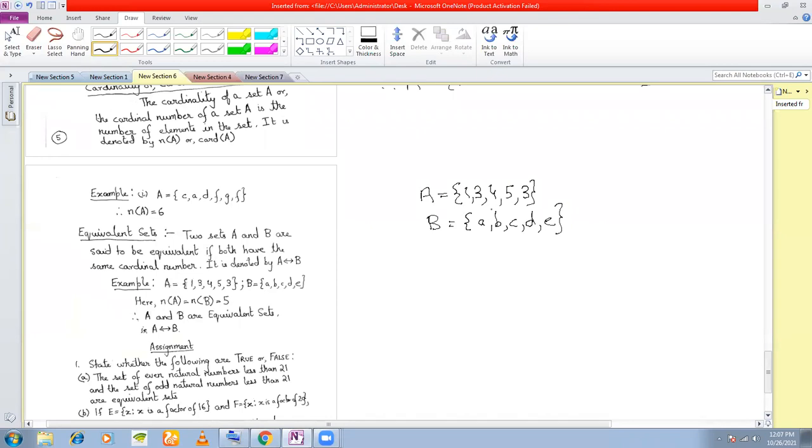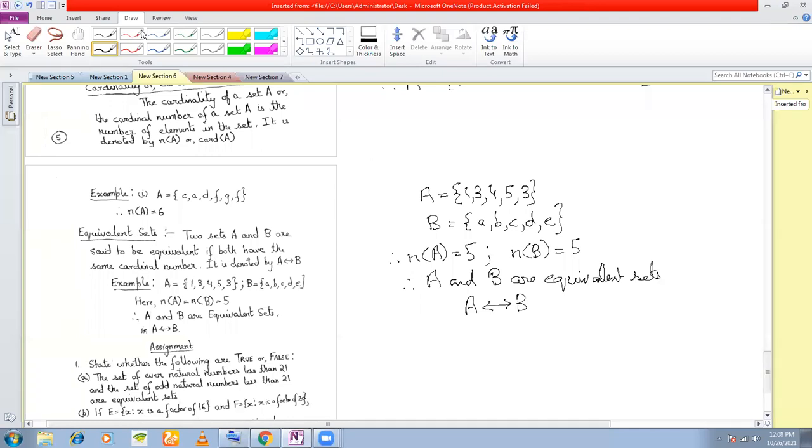Now you see that the cardinality of A, the number of elements in A, is 5. The cardinality of B is 5. Therefore, we say A and B are equivalent sets because their cardinalities are equal. And how is it written? A is equivalent to B. That is how we write equivalent sets. Okay.